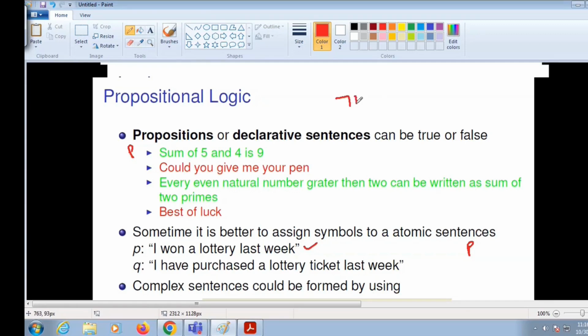I can say not of P. Not of P means sum of 5 and 4 is 9? No, no. Sum of 5 and 4 is 9 is not true. Saying it is not 9 would change the things. We must say that when we apply a not, we say that the statement that sum of 5 and 4 is 9 is not true. Similarly here. So now you understand what is not.